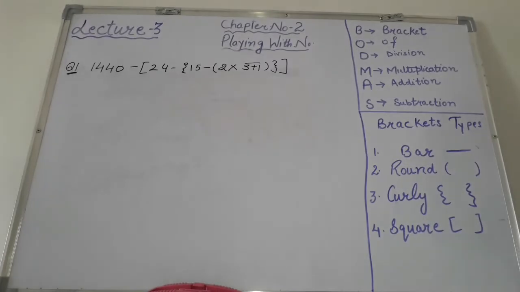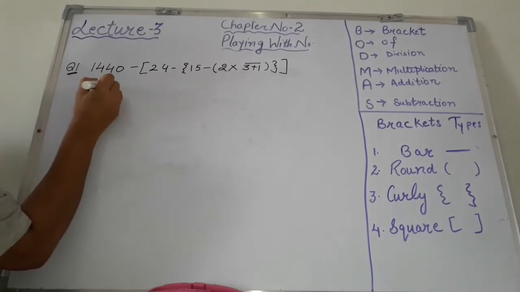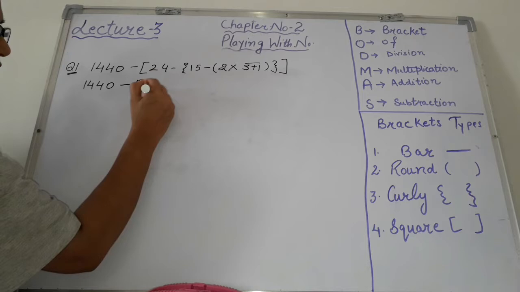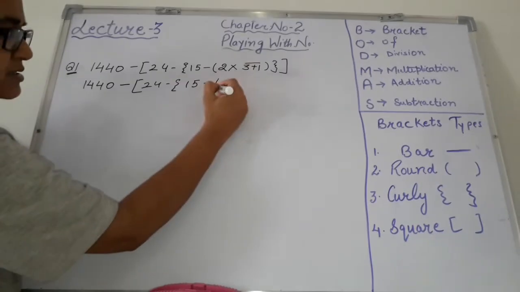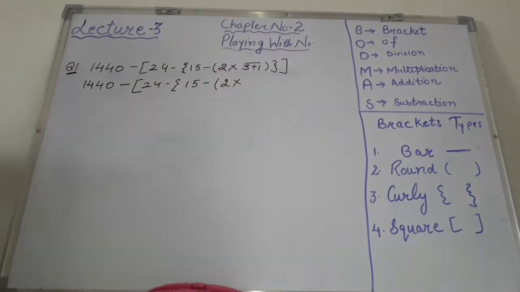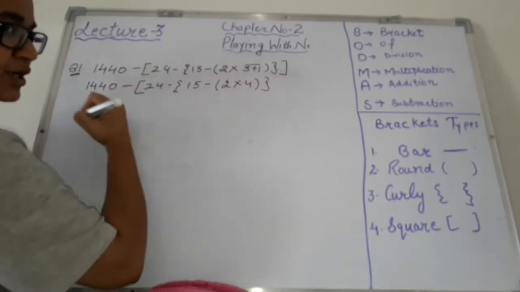Now according to BODMAS, what do we have to solve first? We have to solve our brackets. Now which bracket will I solve first? I will solve my bar bracket. So let's do it. 1440 minus square bracket starts 24 minus curly bracket 15 minus round bracket 2 multiplied by 3 plus 1 becomes 4, and then round bracket closed, curly bracket closed, and square bracket closed.